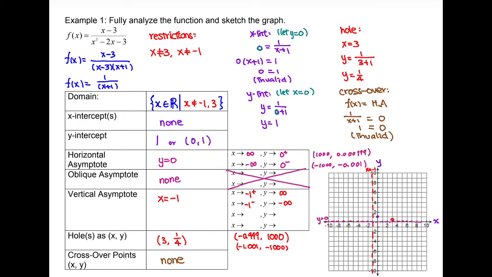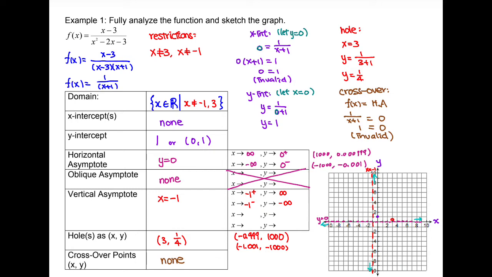Let's do the end behavior. On the right-hand side of the function, we know it's above the horizontal asymptote. And on the left-hand side of the function, we know it's below the horizontal asymptote. And on the right-hand side of the vertical asymptote, we know y is approaching positive infinity, which is going up. And on the left-hand side of the vertical asymptote, we know the y value is going down, going to negative infinity.